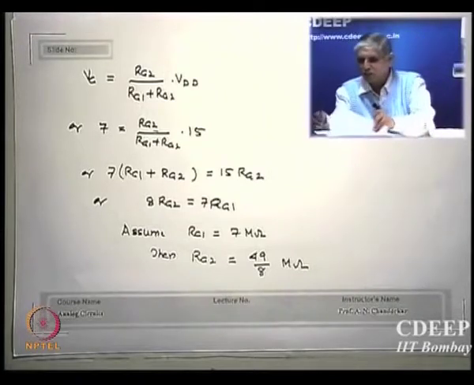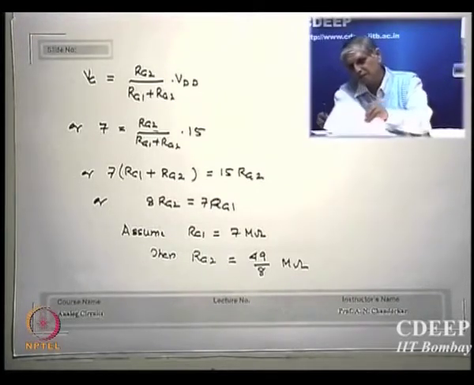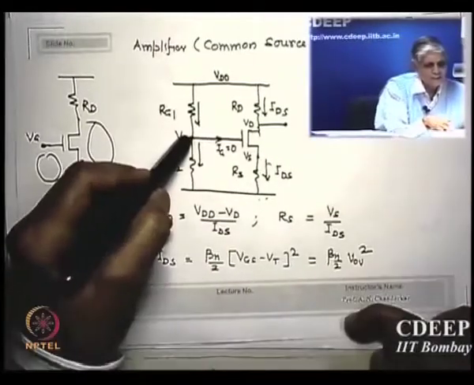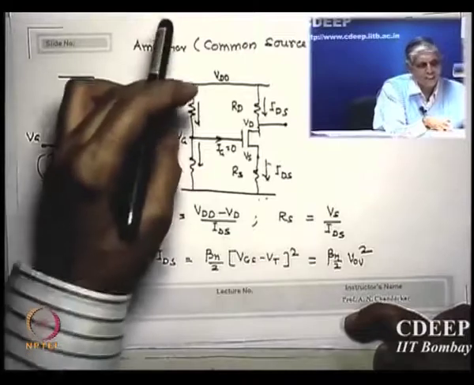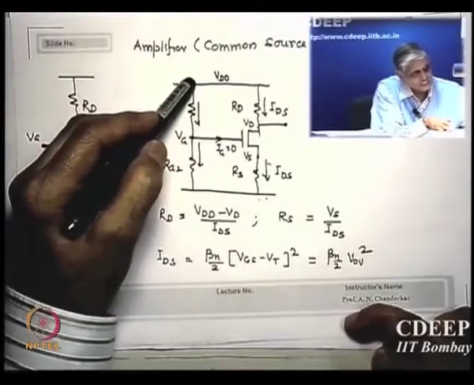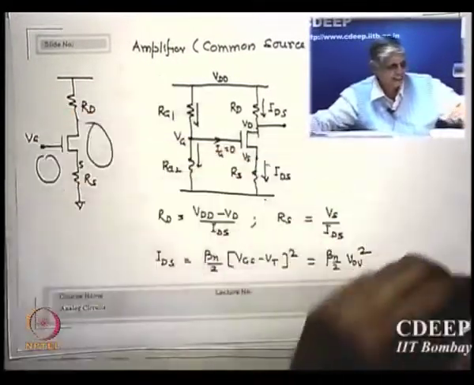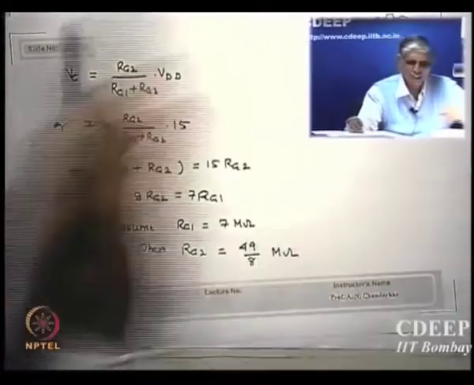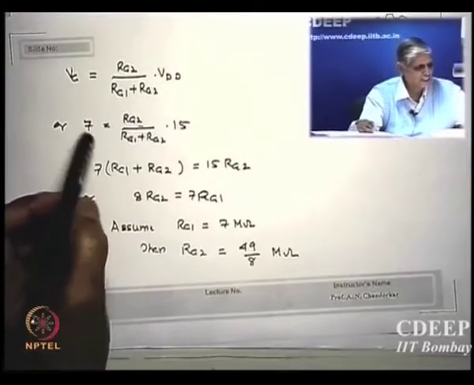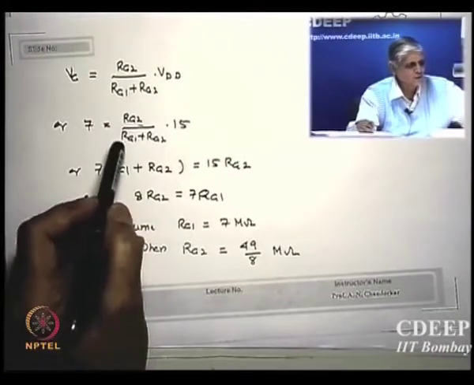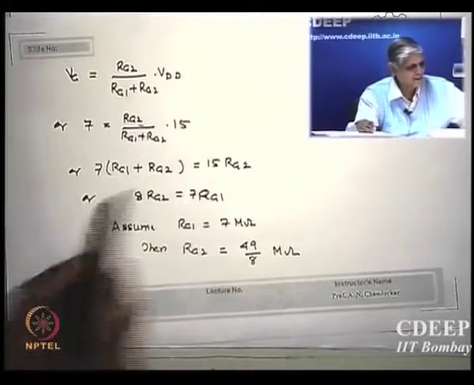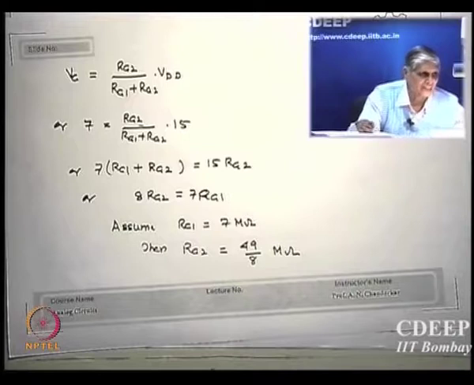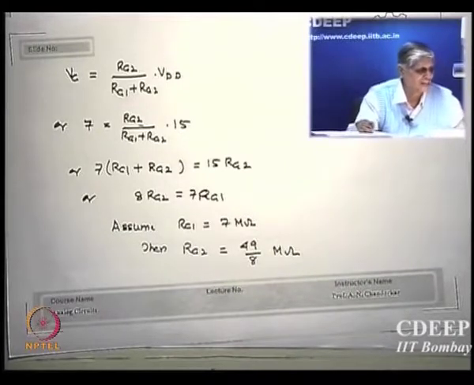So for the given network, what is the VG value we could find? Please remember what VG is. If you see this expression, how much is VG? Rg2 upon (Rg1 plus Rg2) times VDD, a divider. Is that clear? It's a divider. So if I use this expression, I get VG equal to Rg2 over (Rg1 plus Rg2) into VDD. So 7 is Rg2 over (Rg1 plus Rg2) into 15. I evaluate a relationship, 8 Rg2 is 7 Rg1. Is that clear? 8 Rg2 is equal to 7 Rg1.